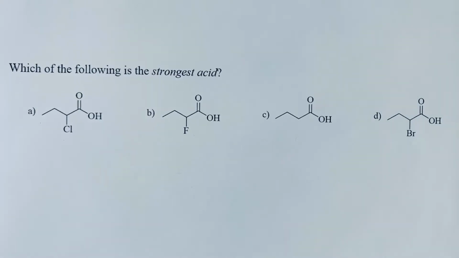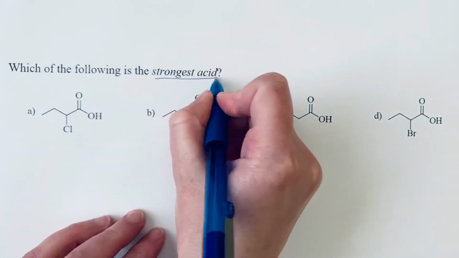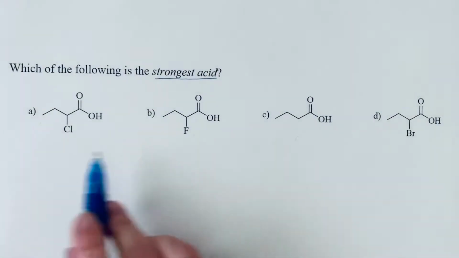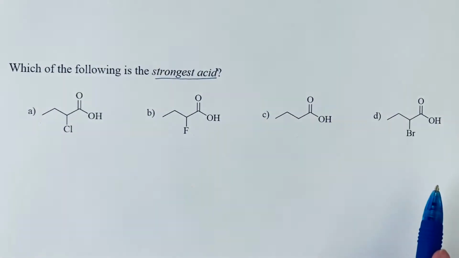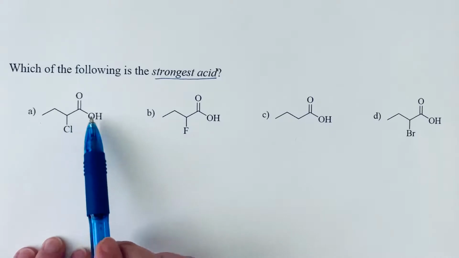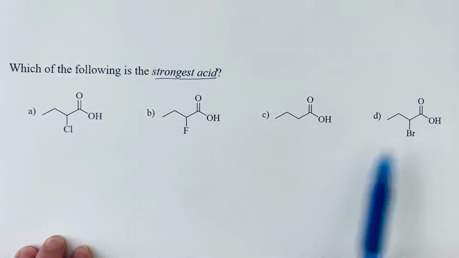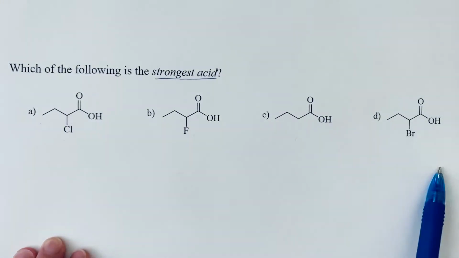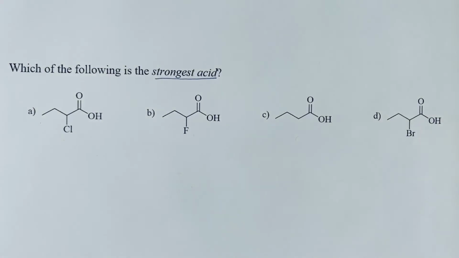Which of the following is the strongest acid? And so we have 4 structures to compare, and we should notice that these all contain the same functional groups. What we have is a series of 4 carboxylic acids. And so we have some trends for determining acidity that we can look at.